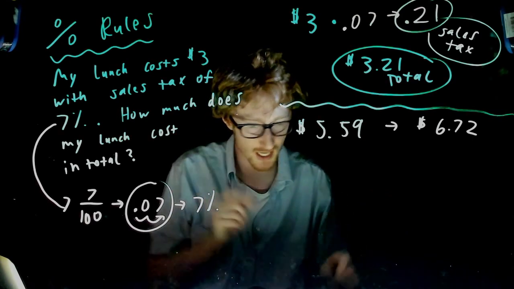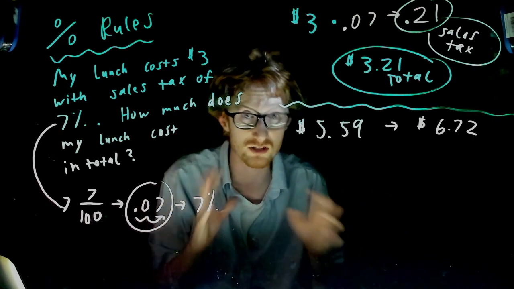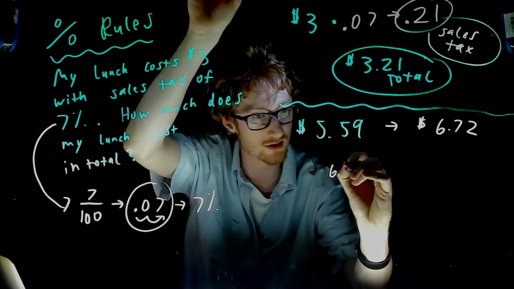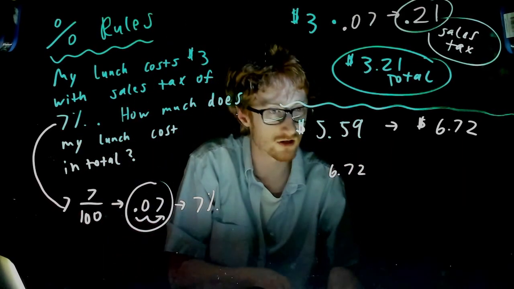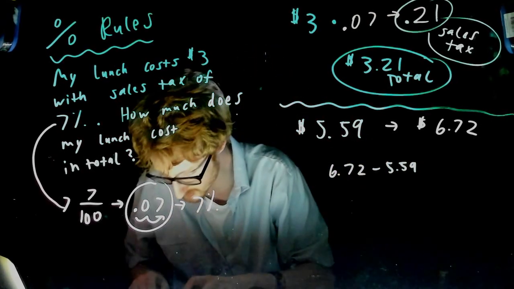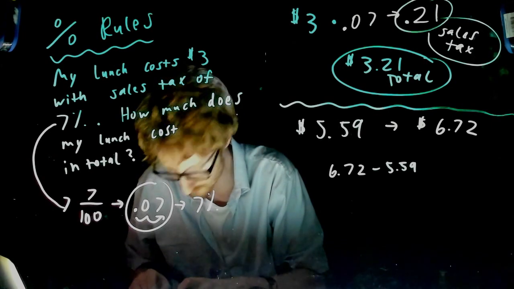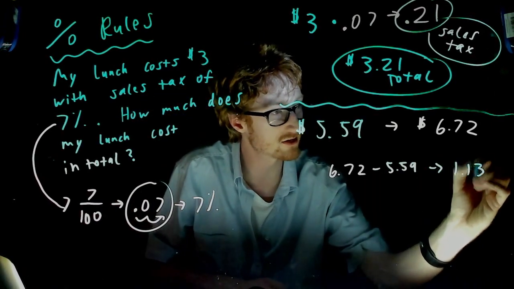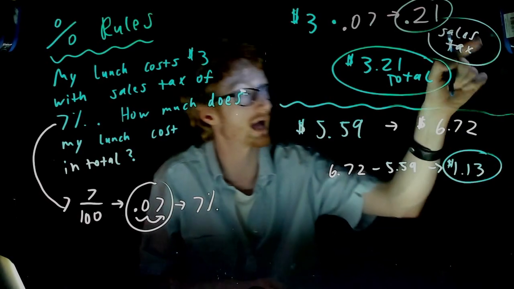So let's see. This works very similarly to when we did percentage increase. So what we're going to do is take the final amount and subtract it from the initial amount, so that way we can see actually how much difference there was in our total. So I'm going to do $6.72, take away $5.59, and I get $1.13. So essentially that's how much our sales tax is.